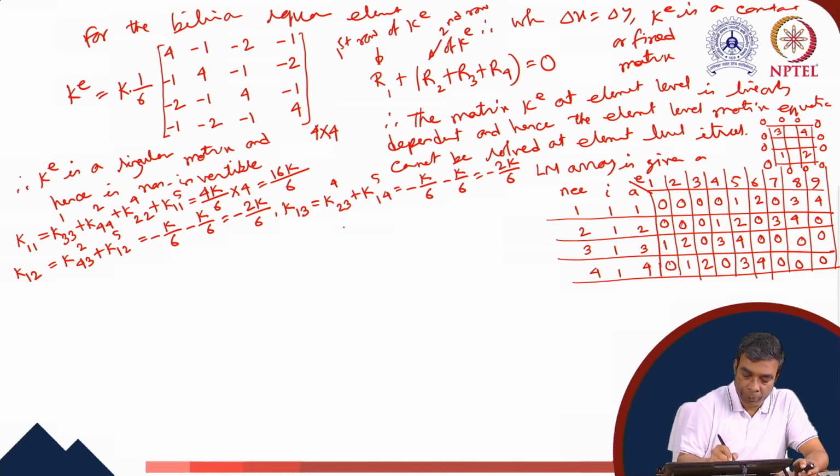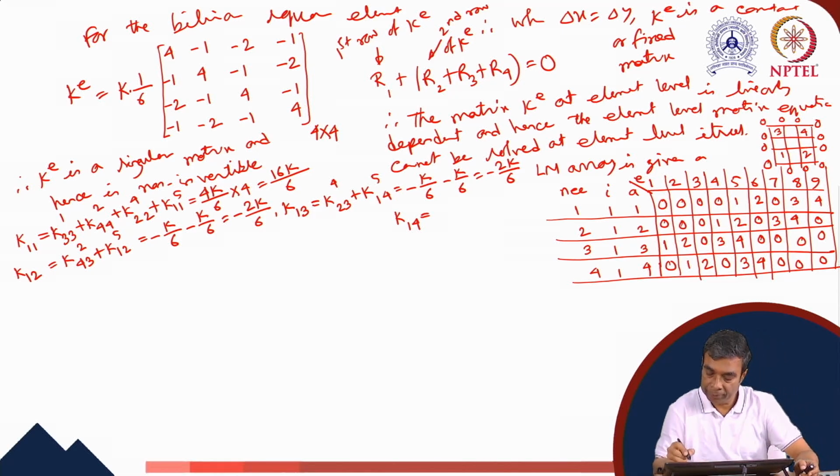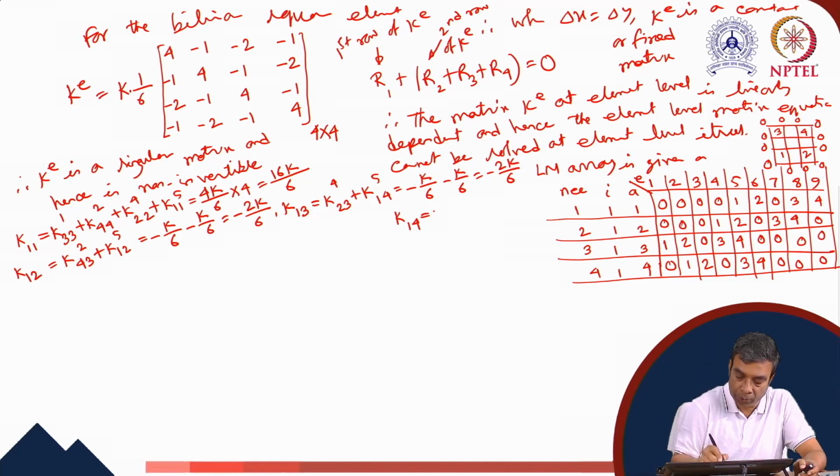Now we are left with the last term in the first row of the global matrix. So this is K14. Let us scan element wise. This is present only in the fifth element. K14 equals K13 of element 5.